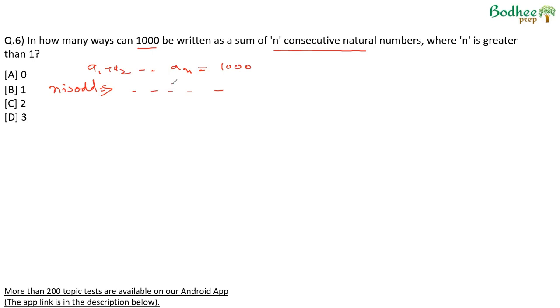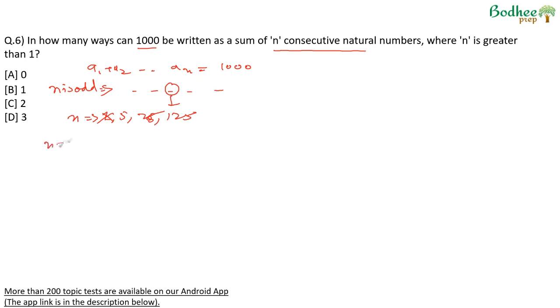When n is odd and there are consecutive numbers, the average is the central number, which has to be an integer, and therefore, when n is odd, 1000 has to be divisible by n. So what I'm saying is, the only possibilities of n that are odd and divide 1000 are 1, 5, 25, and 125. 1 obviously is not to be taken because n is greater than 1.